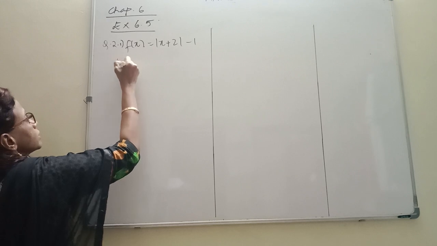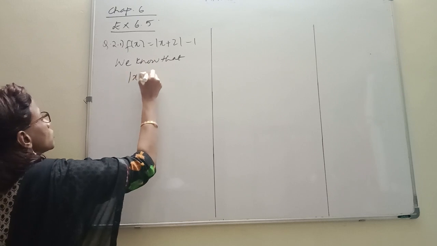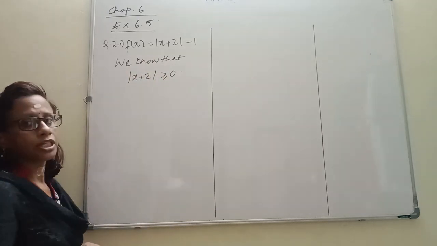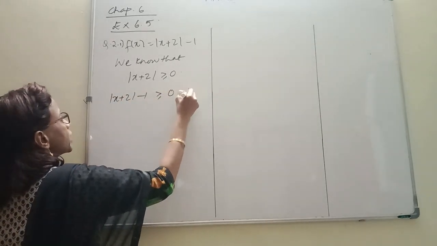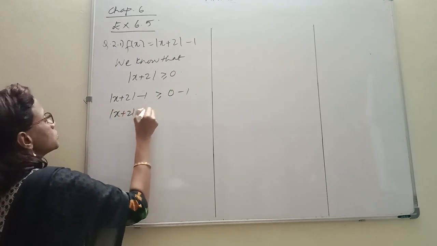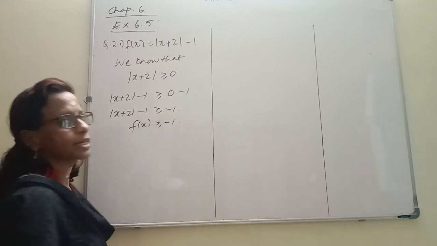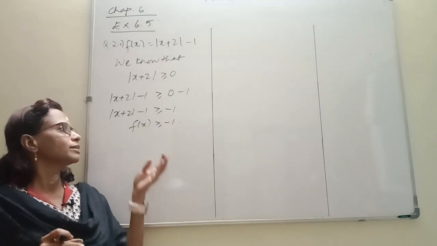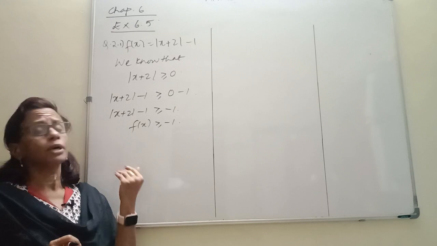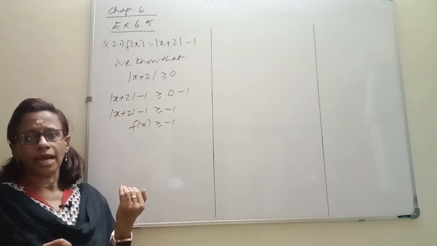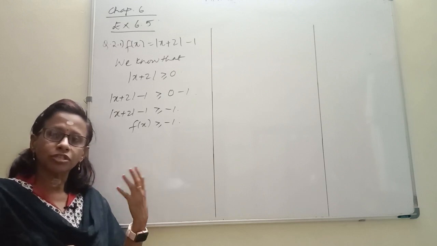We can write probably like this. We know that modulus of x plus 2 is always a positive quantity, that is, greater than or equal to 0. And in order to reach the function, we will subtract 1 on both sides. So we will get 0 minus 1. As a result, we are getting modulus of x plus 2 minus 1 greater than or equal to minus 1, which is f of x. So f of x is greater than or equal to minus 1, which clearly tells that the minimum value is going to be minus 1. We cannot predict the maximum value, because as we keep on substituting values, the values of the function keep on increasing.